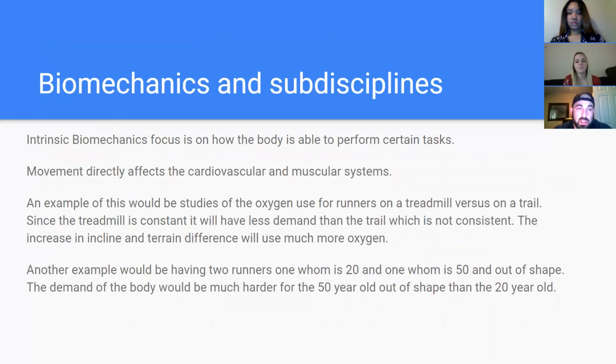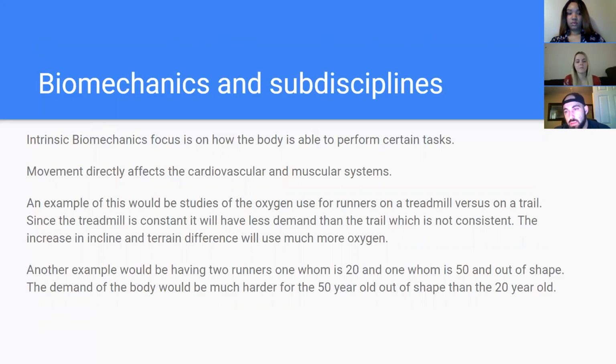During intrinsic biomechanics, the focus is on how the body is able to perform certain tasks. So the body will adapt to just about anything. And when you're looking at biomechanics, which is the study of movement, movement directly affects the cardiovascular as well as the muscular systems. So an example would be some of the studies I read on oxygen use for runners on a treadmill versus on a trail.